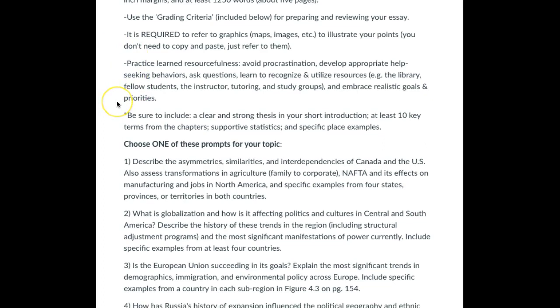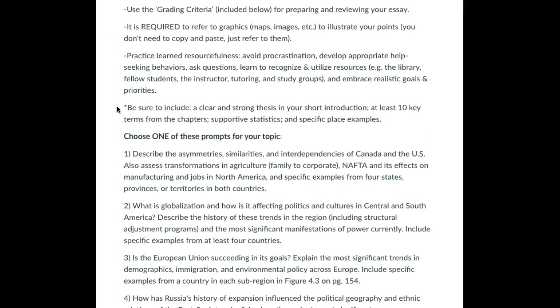And here I have a reminder to include a clear and strong thesis in your short introduction, and you can see the link above for more tips on writing a clear and strong thesis, as well as 10 key terms from the chapters. So I believe in the online version those are in a blue font, and in the paper text version those are bolded in black. And we've taken a closer look at a lot of those within the lectures, the mini lectures. They came up in the class discussions, dialogues as well. But we want to integrate those into our essays.